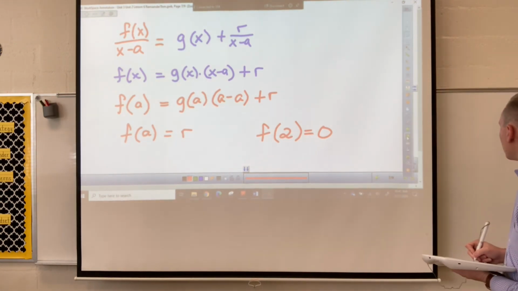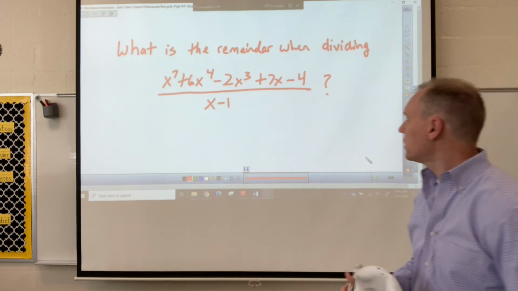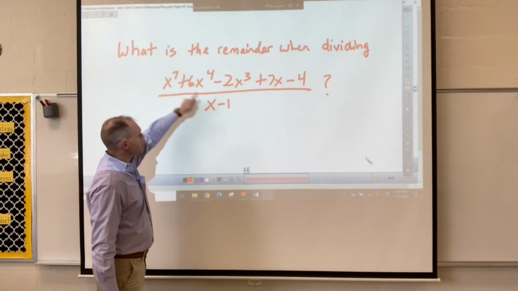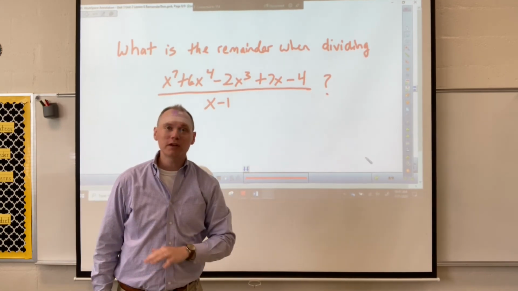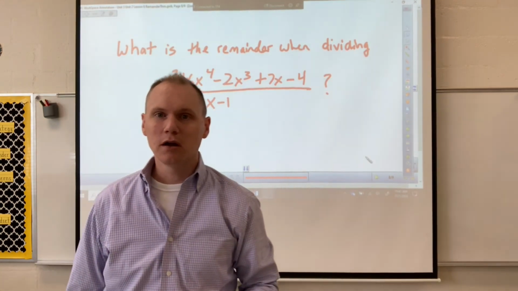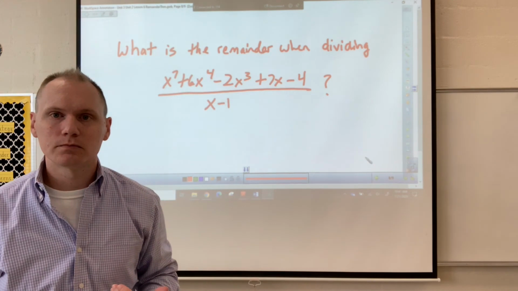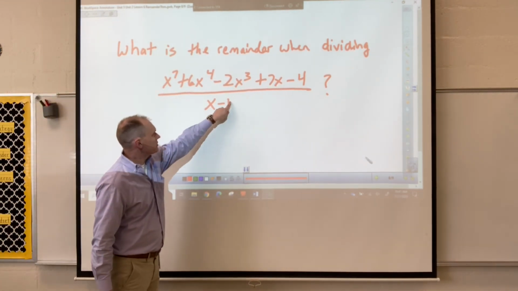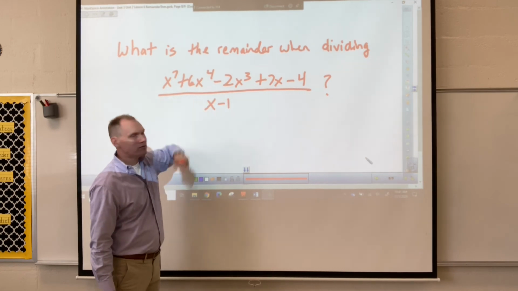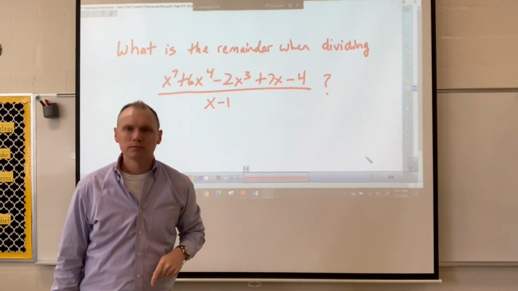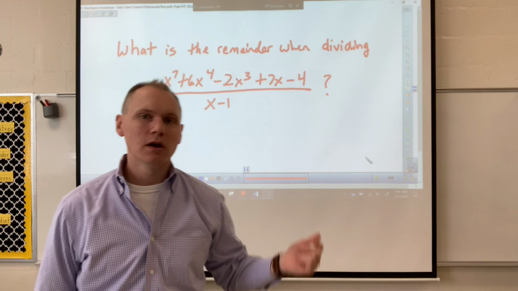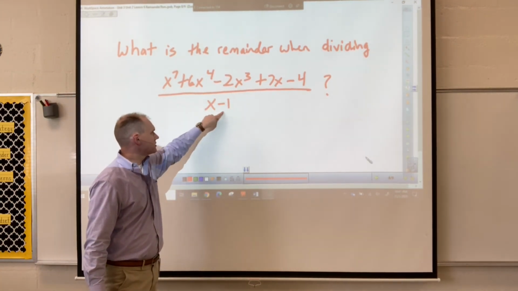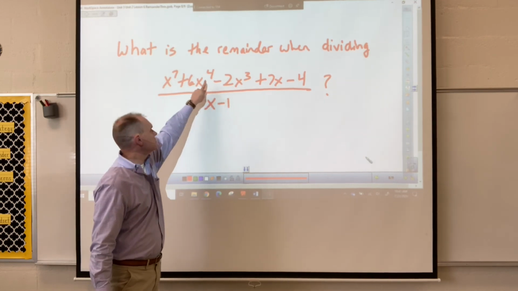Let's look at a couple applications. What is the remainder when dividing this 7th degree polynomial by x minus 1? This would take forever to do long division, right? All we want to know is the remainder though. Well, we can input the 0 of the divisor into the dividend and figure it out. It's a special case here because we're actually inputting 1, because 1 is the 0 of the divisor. We're inputting 1 into the dividend.